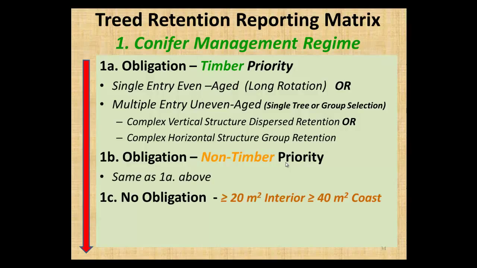Next one would be 1B, obligation non-timber. Basically touches on everything above. Again, different objective, might look identical, absolutely identical. In some cases, not totally identical, and I'll explain that a little bit further. But again, there's different reasons why you're leaving that structure there behind.